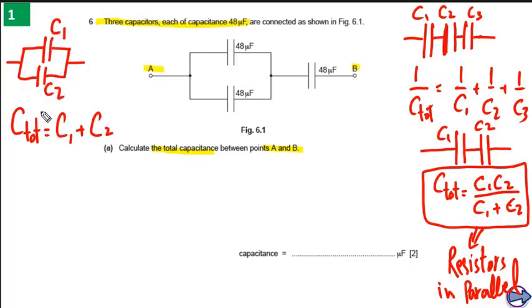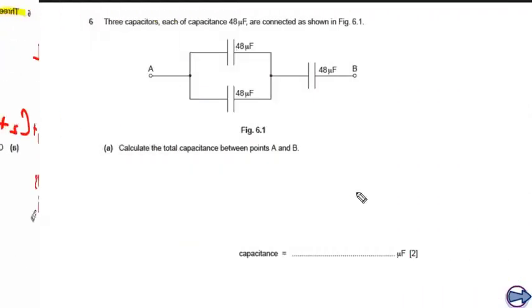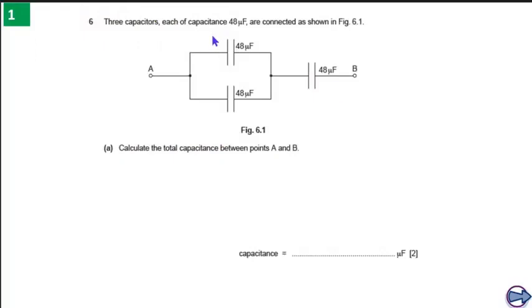If we have more capacitors connected in parallel, simply you will go on adding here. That's all. This is very simple one, and this is similar to resistors in series. Now we understand how to deal with capacitors when they are connected in series and when they are connected in parallel. So the first thing we need to do is identify which capacitors are connected in parallel and which capacitors are connected in series.